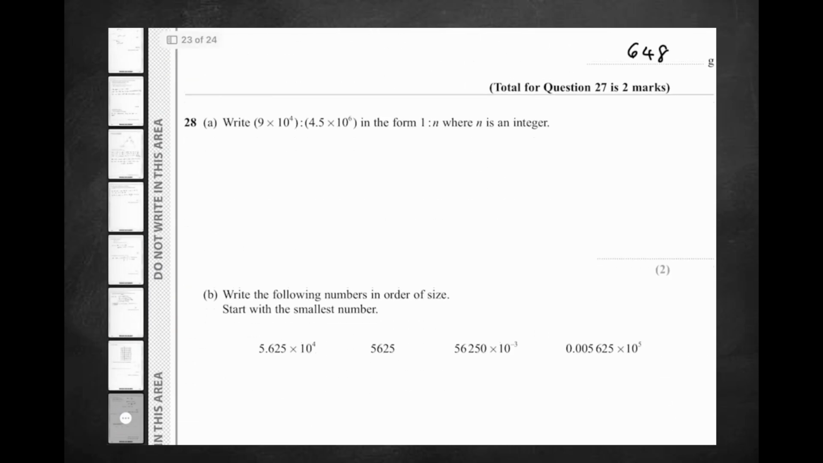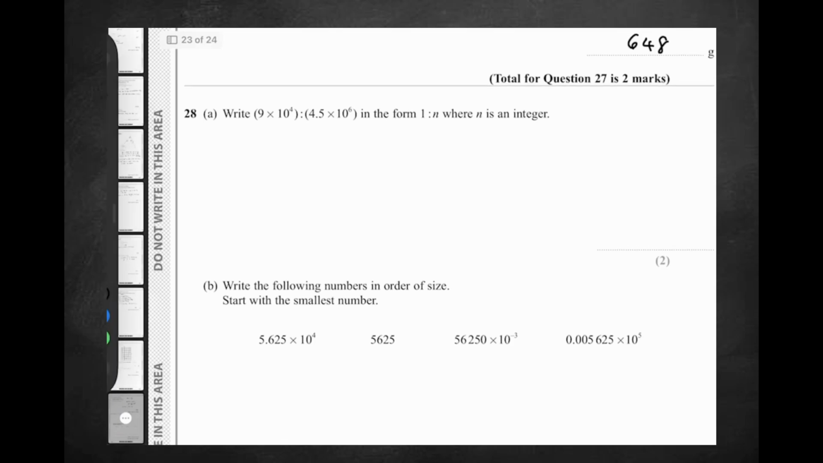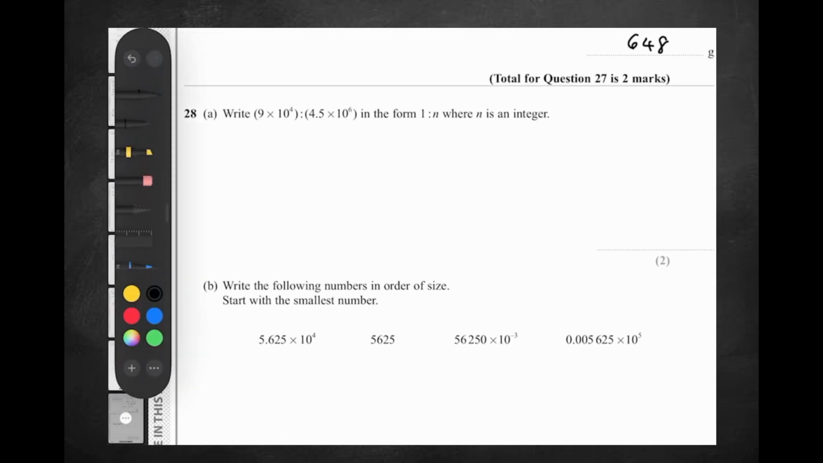Question 28. Right, 9 times 10 to the 4 compared to 4.5 times 10 to the 6, in the form 1 to the n, where n is an integer. So this is the same as saying 9, 1, 2, 3, 4, compared to 4.5, 1, 2, 3, 4, 5. The decimal point would be here, so that would be 6 places we've moved it. So let's just take out 4 zeros: 1, 2, 3, 4. And just say this is 9 compared to 450.